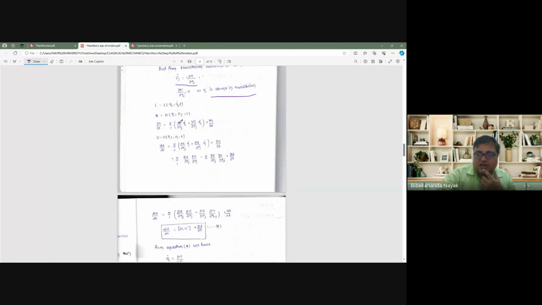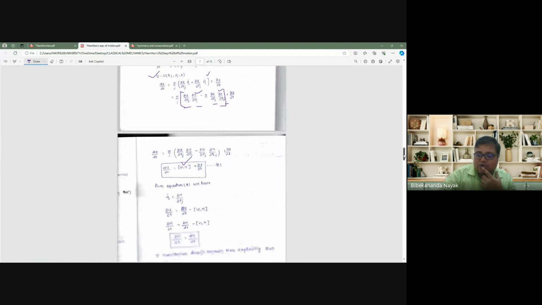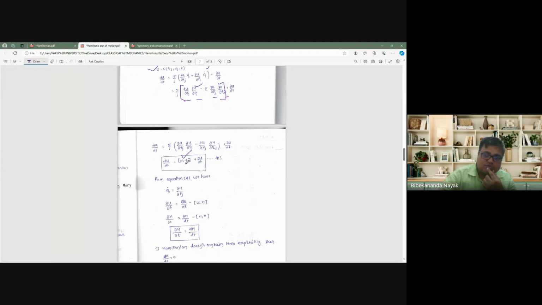Suppose u is any function. Then what is du by dt? Summing over any function of q_j, p_j, t: del u by del q_j times q_j dot, plus del u by del p_j times p_j dot, plus del u by del t. If you use the Hamilton equations, q_j dot is equal to del H by del p_j, and p_j dot is equal to minus del H by del q_j, we get this, and this is nothing but the Poisson bracket. If you see these two terms, del u by del q_j into del H by del p_j minus del u by del p_j into del H by del q_j, it is the Poisson bracket of u and H. So the total time derivative of any function of q_j, p_j, t can be written as the Poisson bracket of that function with the Hamiltonian, plus del u by del t. If it does not contain time explicitly, then it will only equal the Poisson bracket of u and H.